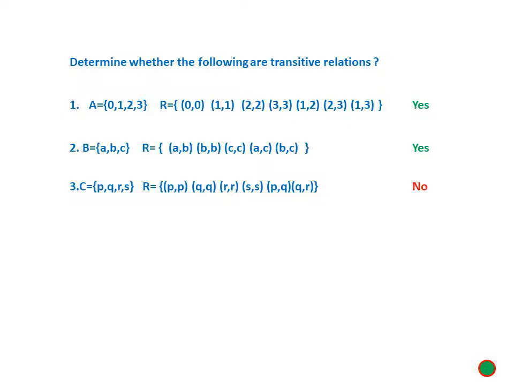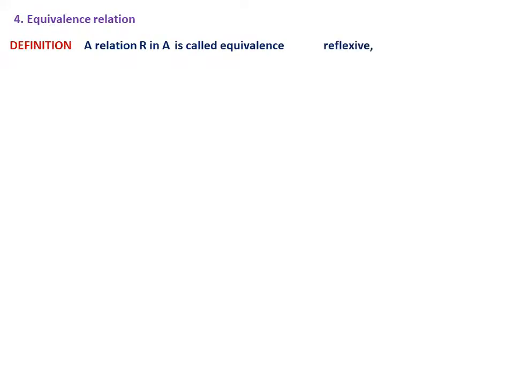So these are the three relations: reflexive, symmetric and transitive. The last one is equivalence relation. Equivalence relation means the definition is very simple. A relation R in A is called equivalence if it is reflexive, symmetric and transitive. So if all the three are true, then it is equivalence relation. That means a relation which is reflexive, symmetric and transitive.